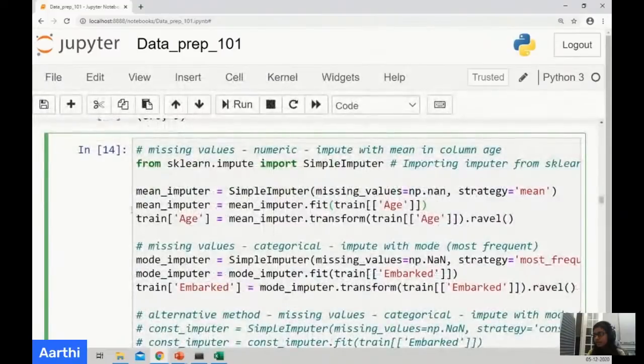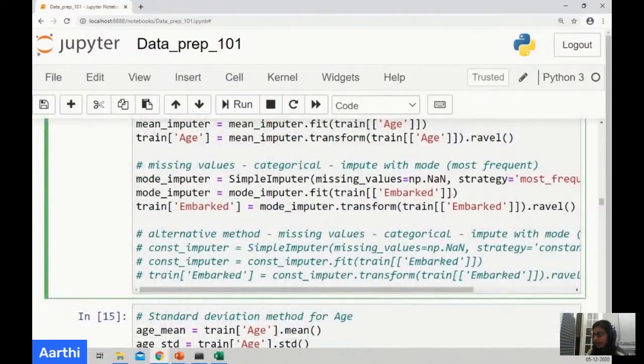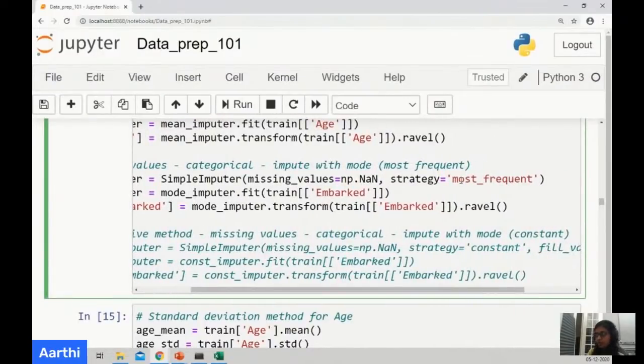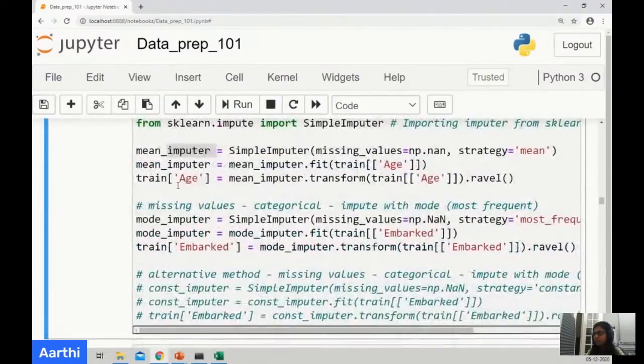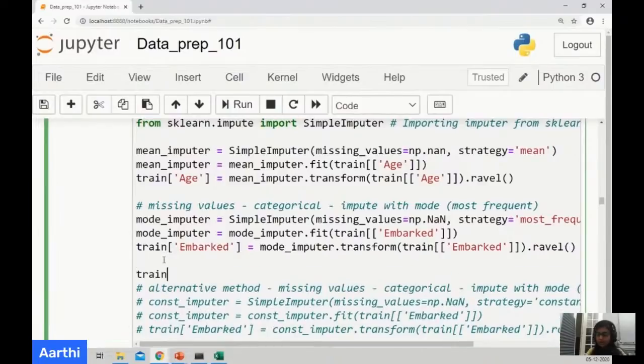In this case, let us try doing that on age. I'm saying fit it on the column, my data frame and age, and then I'm assigning the new age column with this mean. So this mean imputer dot transform will calculate the mean, identify the missing values, and impute that. Similarly, for the categorical variable embarked, we are going to use the most frequent method, which is the mode. I will do this and also show you how it will come in the output data.